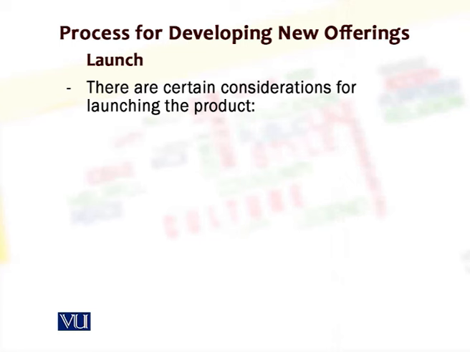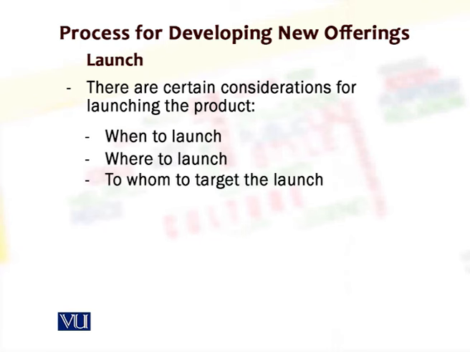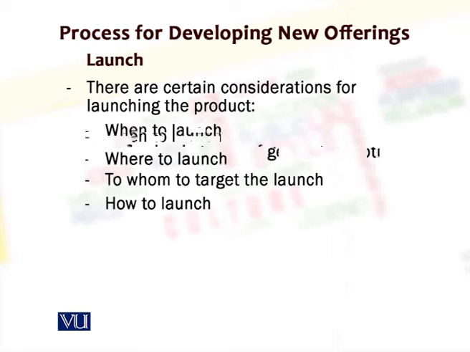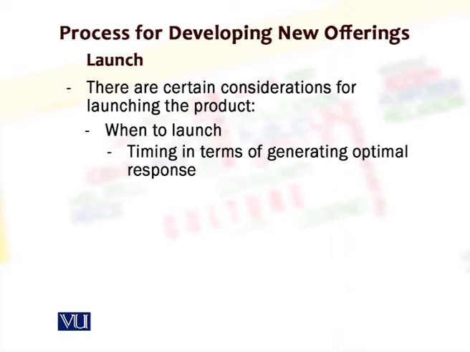And it is for the avoidance of strategic mistakes which you might commit as part of the execution process that you must avoid. And the points that we have to keep in mind while we go for a launch are when to launch, where to launch, who to address to begin with, and how to launch. When to launch is all about the timing of launching and generation of an optimal response.